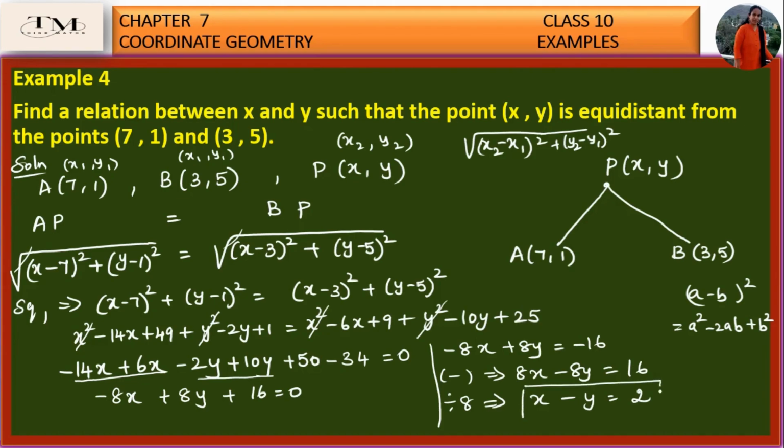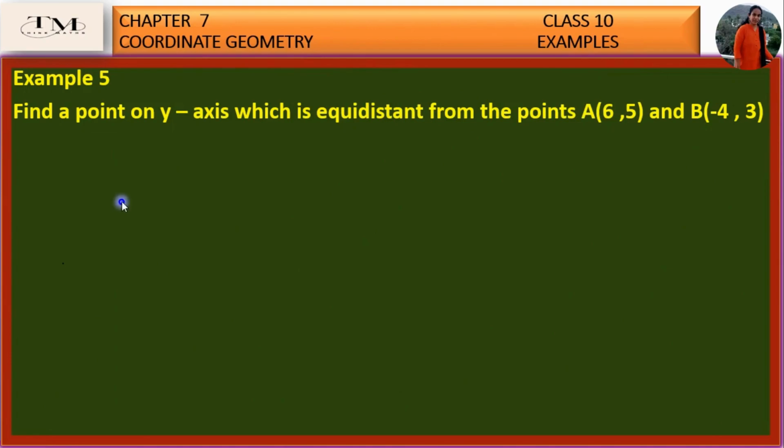So this is the relation between the points x comma y. This relation satisfies AP is equal to BP. Okay children, I hope you can understand. So moving on to the next example on the next page.